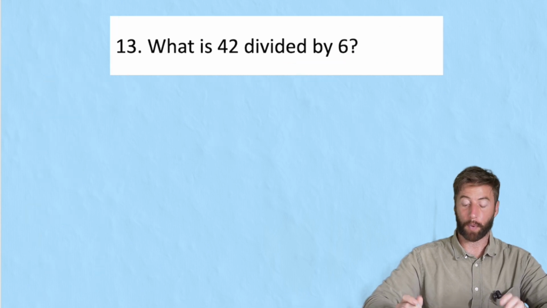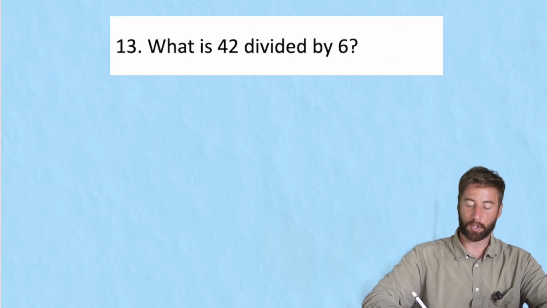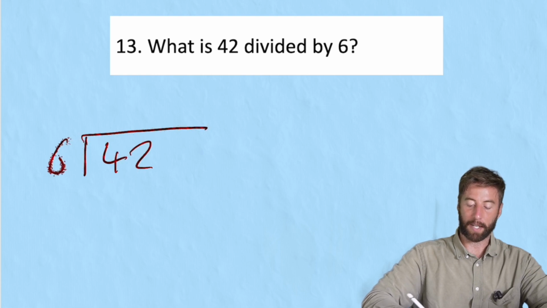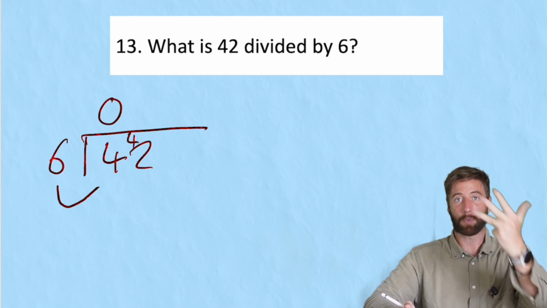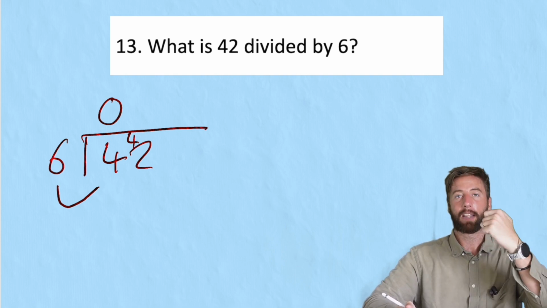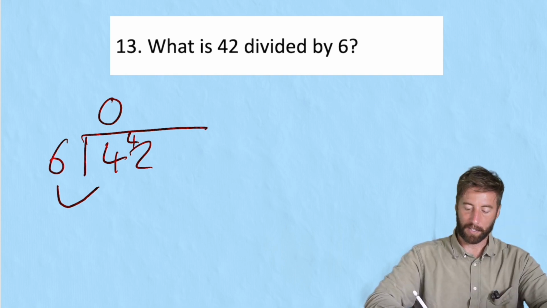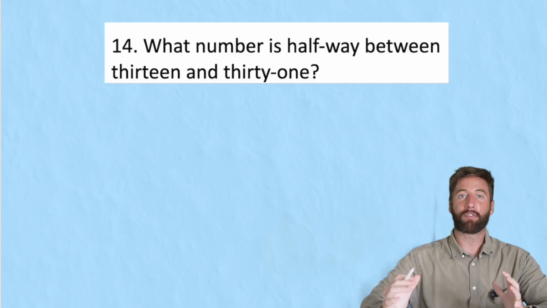Pretty straightforward one with question 13. What is 42 divided by 6? So I could use my bus stop. I could put my bus stop here, 42 divided by 6. But it doesn't really help me because how many 6s are there in 4? 0. So I end up with my 42 anyway. So I'm just going to go open my multiplications. 6, 12, 18, 24, 30, 36, 42. My answer is 7.